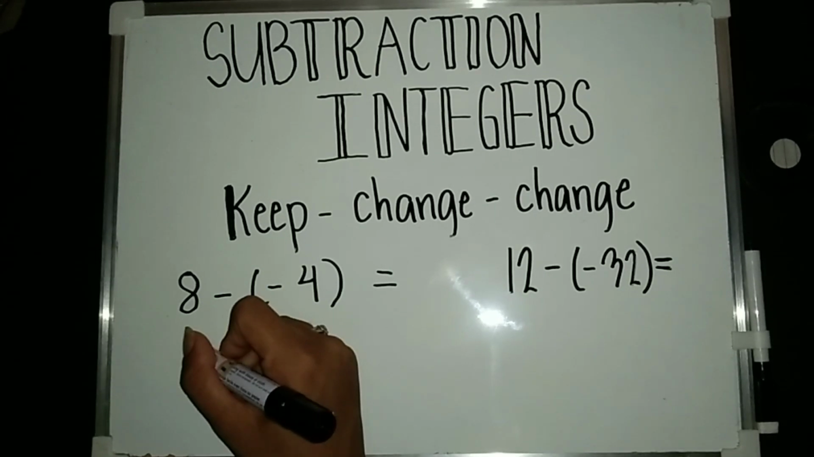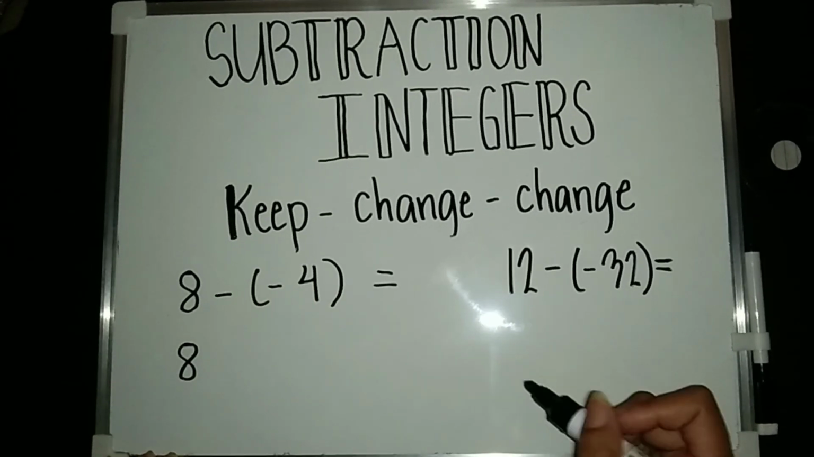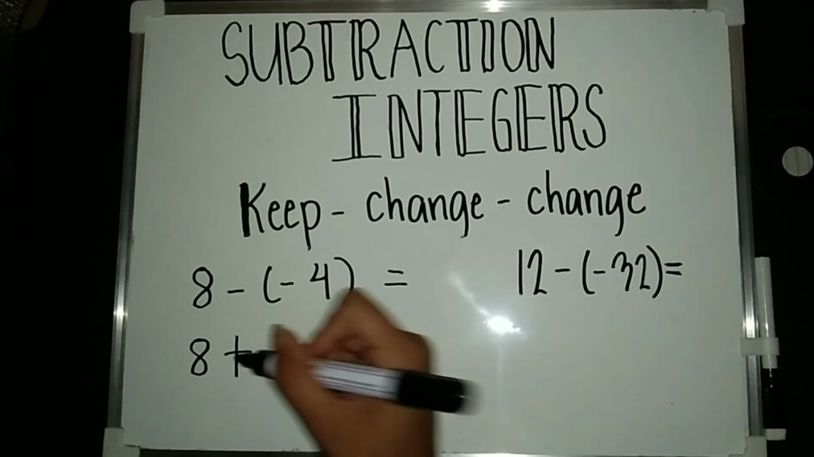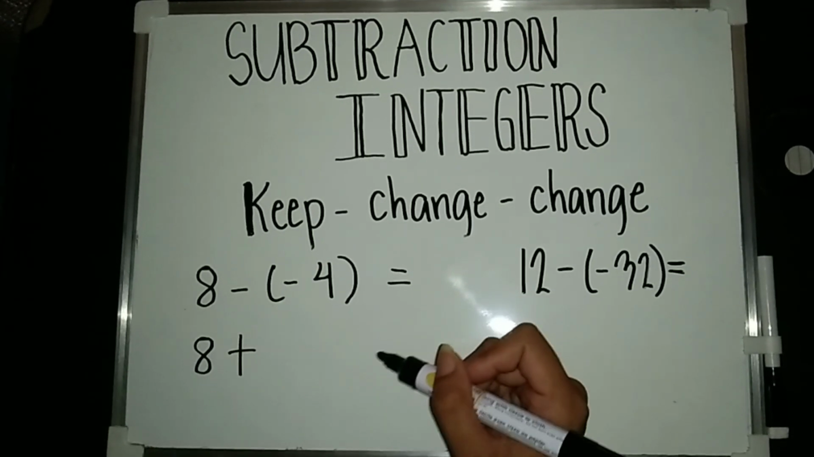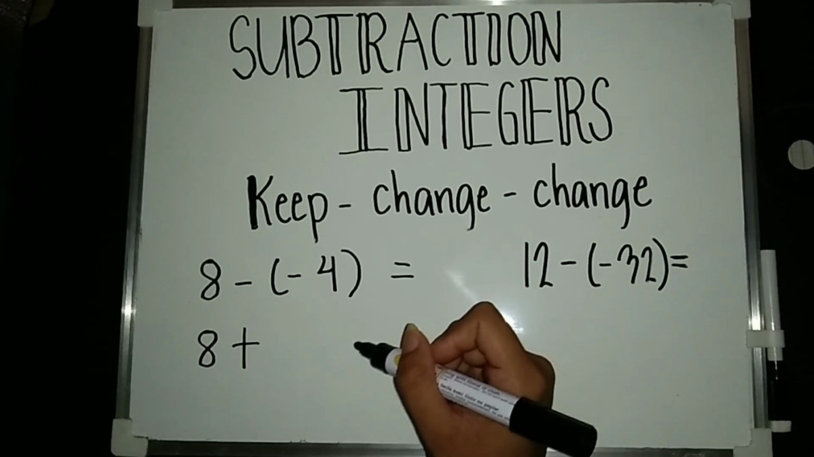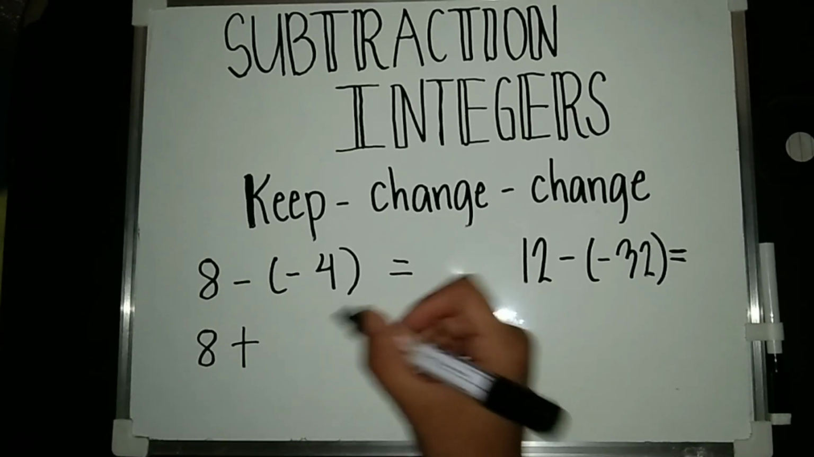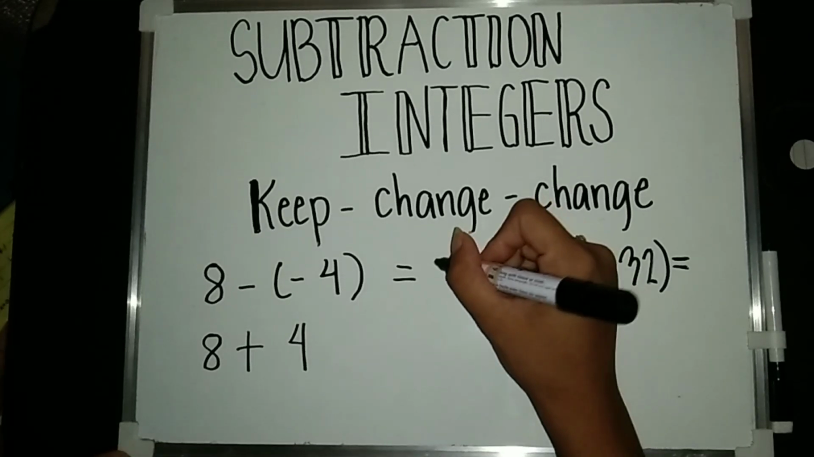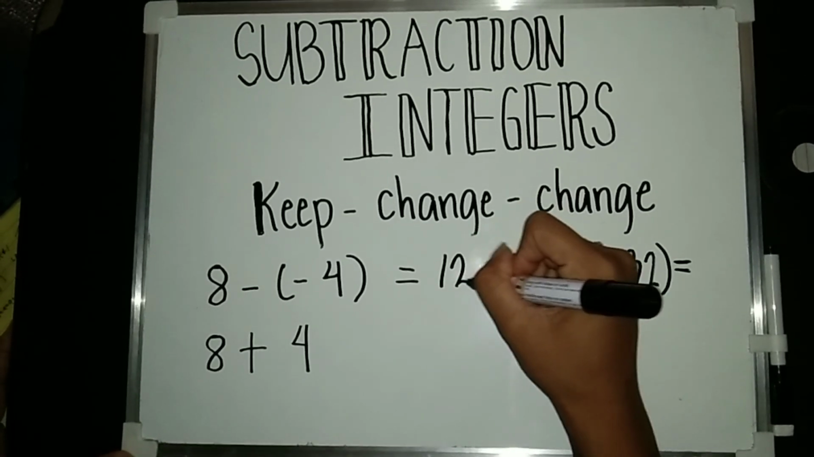So just copy the 8. Change this operation to addition. And we need to add the opposite sign of the negative 4. Therefore, the result is 8 plus 4 is equal to positive 12.